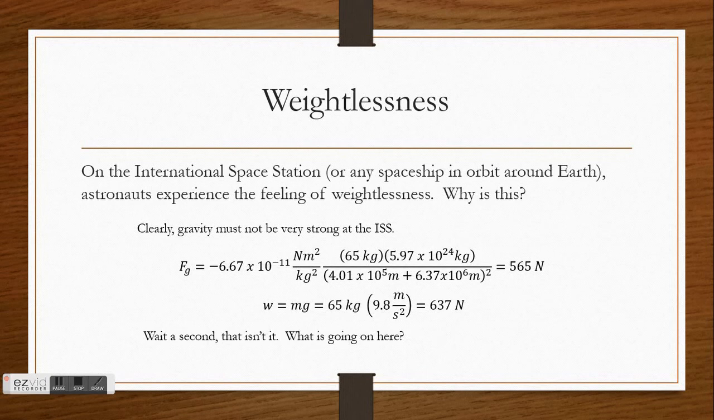So my question is, wait a second, clearly gravity must not be very strong at the International Space Station. That's not true. The gravitational attraction between me and the Earth is still relatively strong, 90% of what it is of me standing here on the Earth. So what is going on?